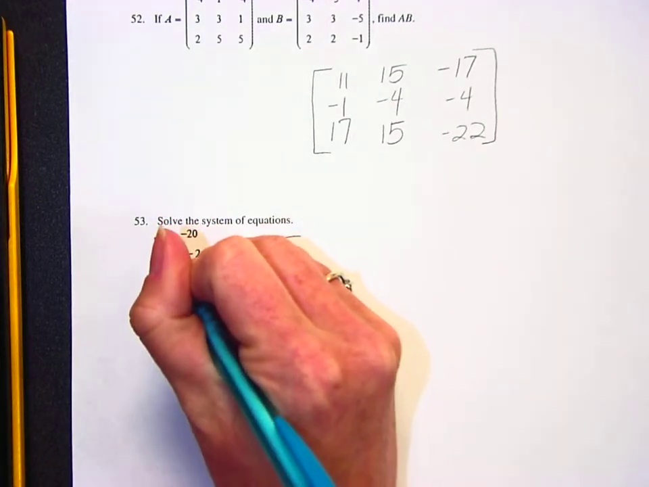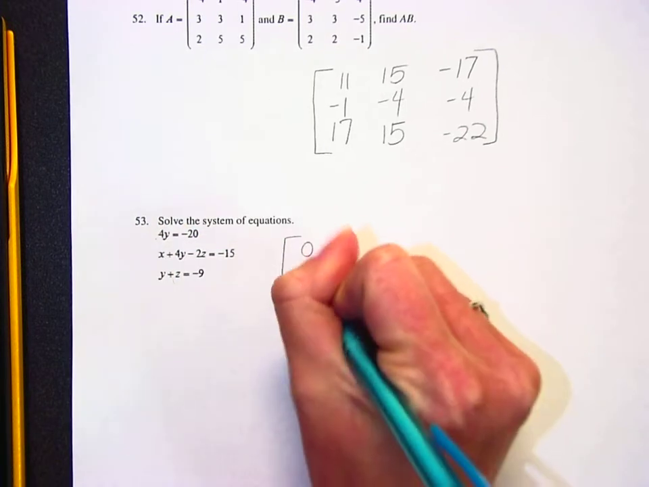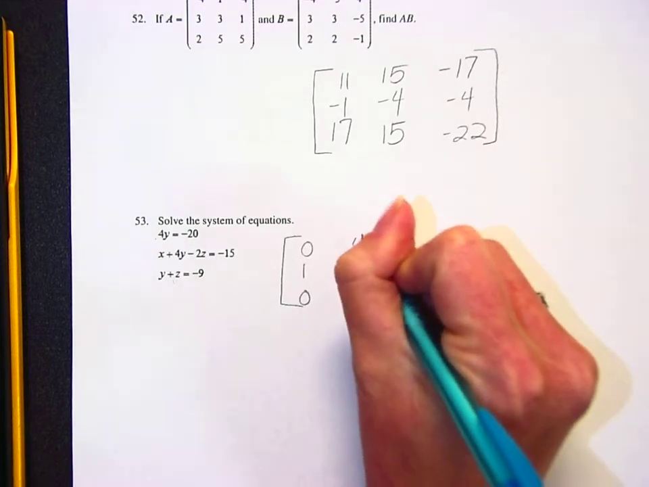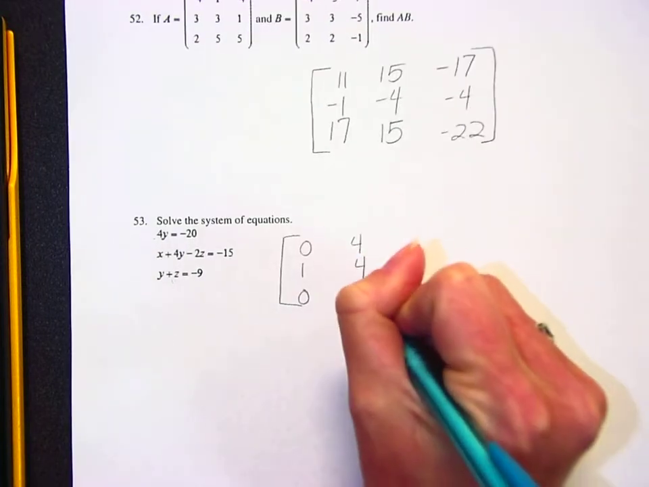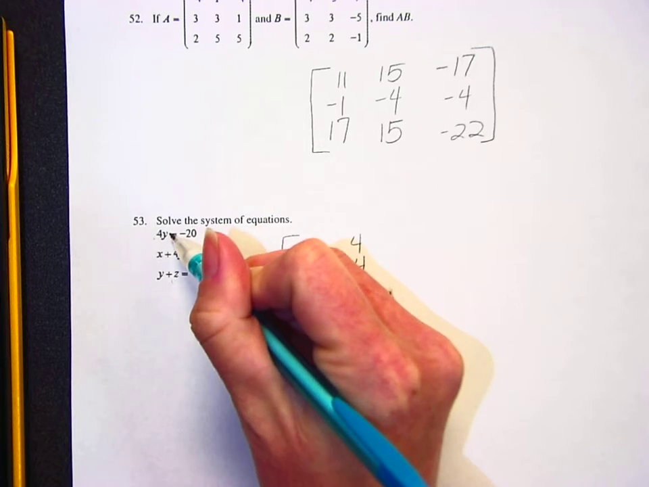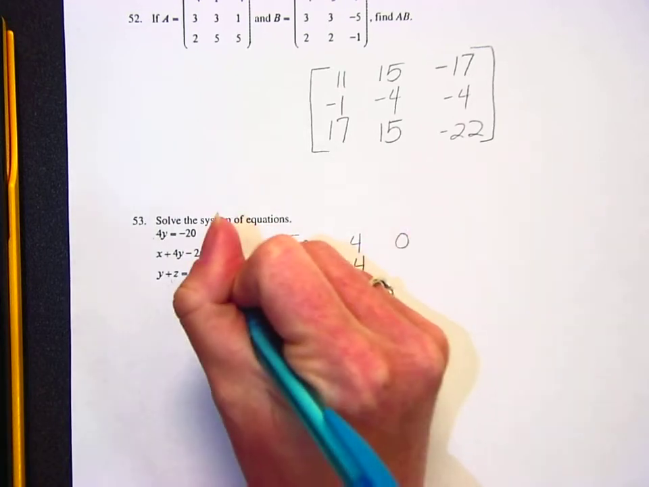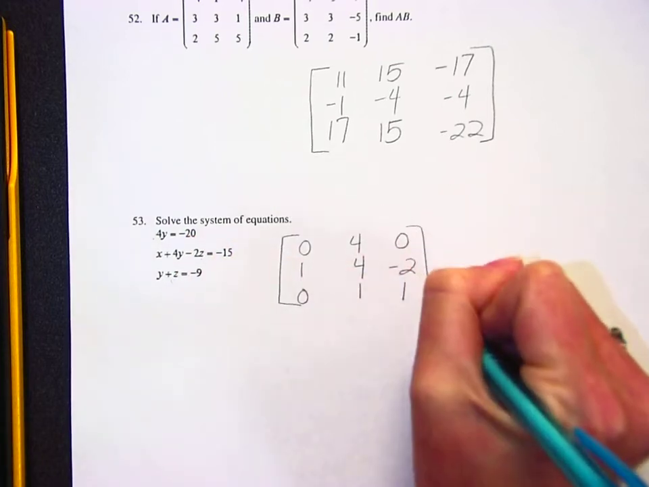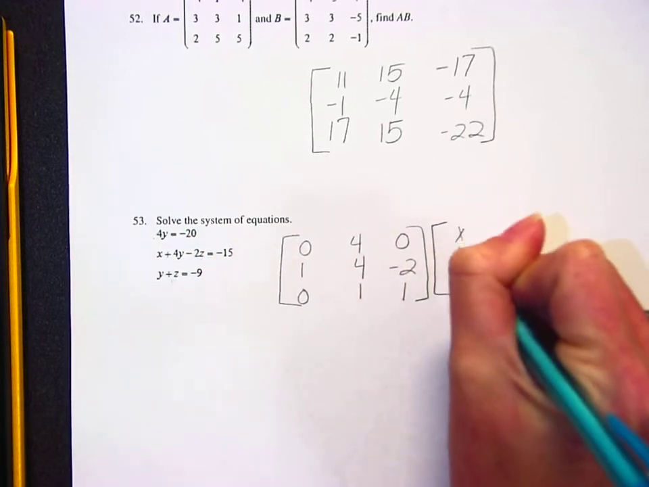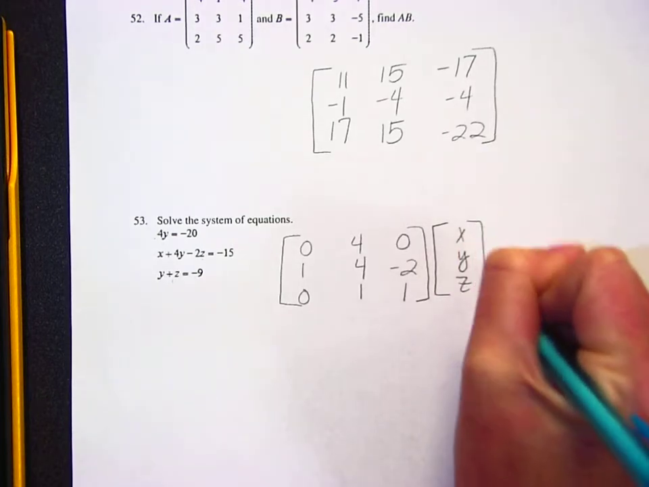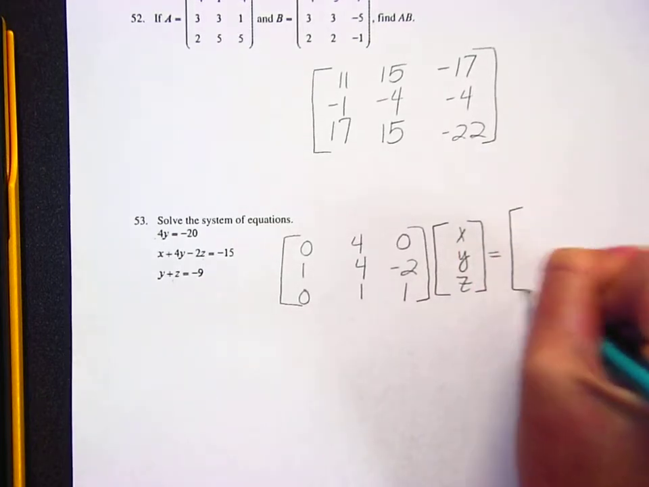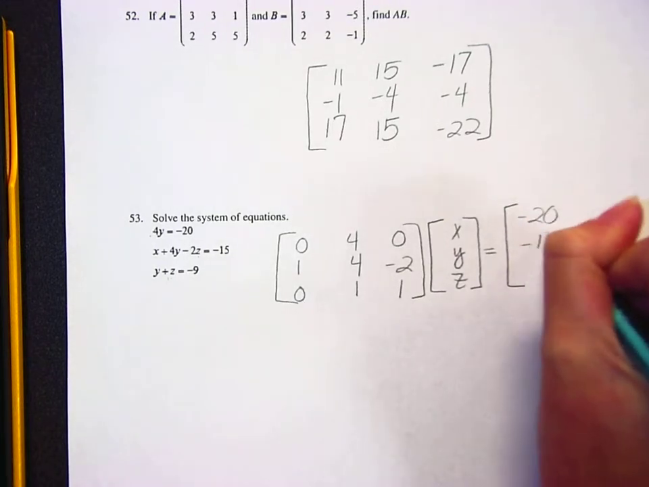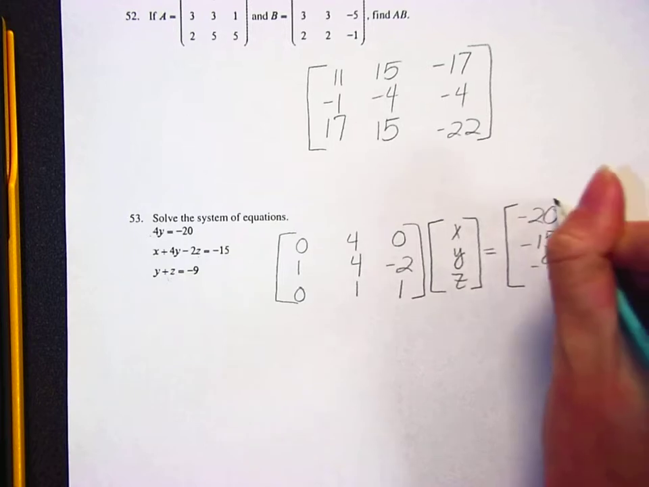So let me start with my x's. When I don't have an x, I'm going to put in a 0. So no x on the top one or on the bottom one. Then with my y column, I'm going to have 4 and 4 and 1. And then with my z column, I have no z right there. I have negative 2 on that one. And then I've got a 1 on that one. So if you don't have an x, y, or a z, fill in 0 as a placeholder. And then I need my constant matrix over here on this side. So that's going to be negative 20. And negative 15 and negative 9.